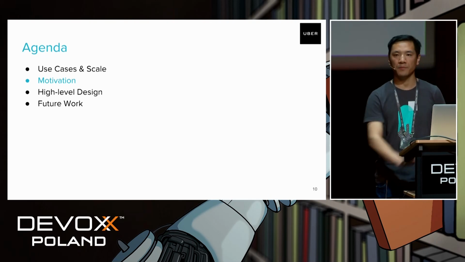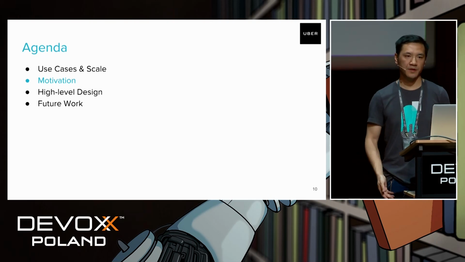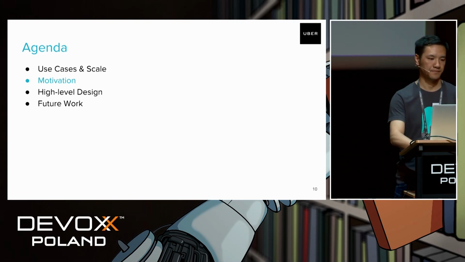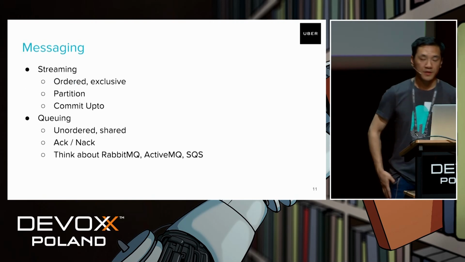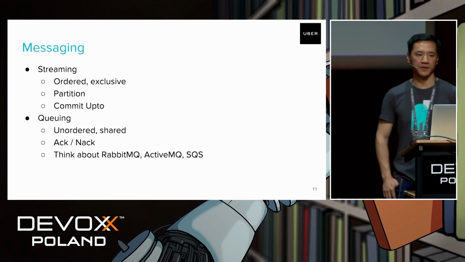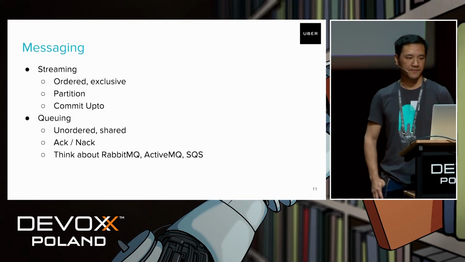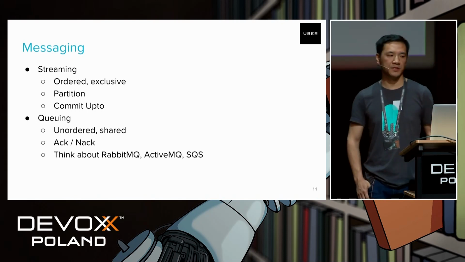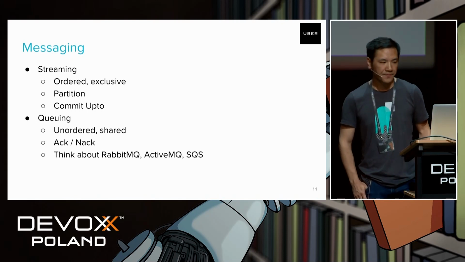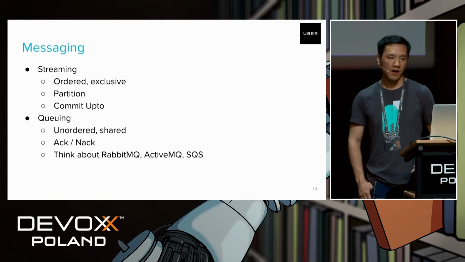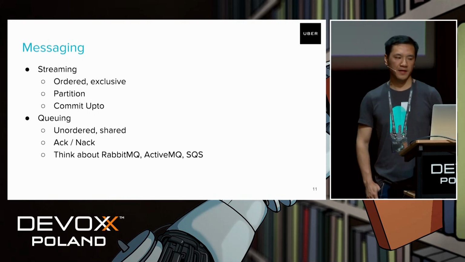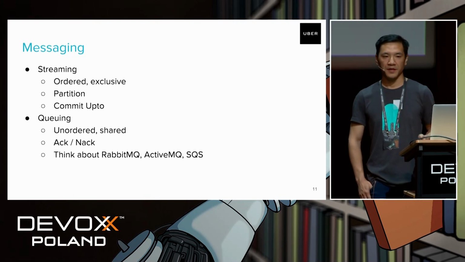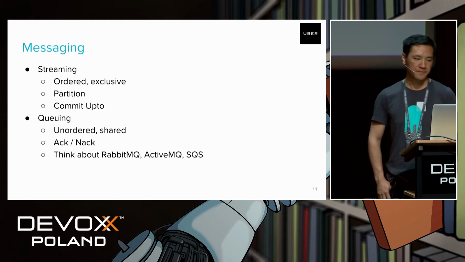All right, so let's talk about what motivates us to build reliable redelivery and dead letter queue on top of Kafka. There are two categories of messaging. The first one is streaming, and the second one is queuing. For streaming, it means the messages need to be ordered in some way, and the consumers for different consumer groups need to be exclusive.